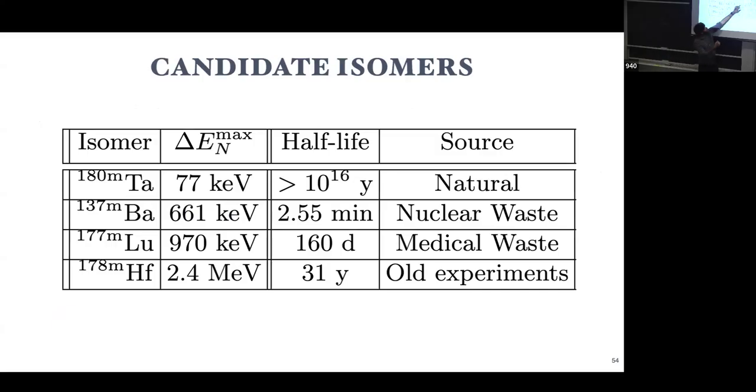There are isomers which are long-lived enough that they can be natural. And the corollary is that you can just go mine for these isomers and you will find them. You'll just find these batteries living inside the earth. There are some other isomers, like 2.5-minute isomers and a 160-day isomer. And then the king, with a 2.5 MeV splitting, is a 31-year isomer that was made in old experiments because there was promise that you could make an isomeric bomb with it. So there was a clamor for producing it in old nuclear fission facilities.